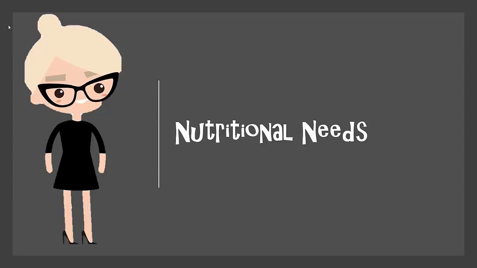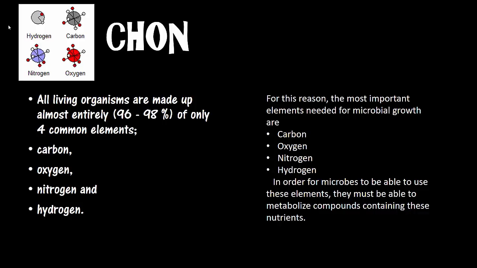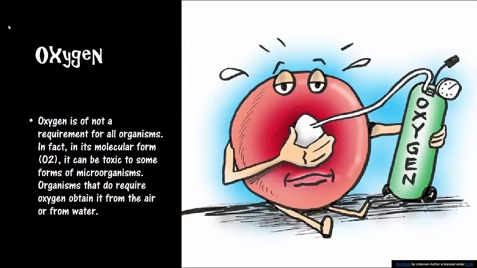Let's talk nutritional needs. All living organisms are made up of around 96% or so of only 4 common elements, which is carbon, oxygen, nitrogen, and hydrogen. For this reason, the most important elements needed for microbial growth are carbon, oxygen, nitrogen, and hydrogen, just as you guessed. In order for microbes to be able to use these elements, they must be able to metabolize compounds containing these nutrients.